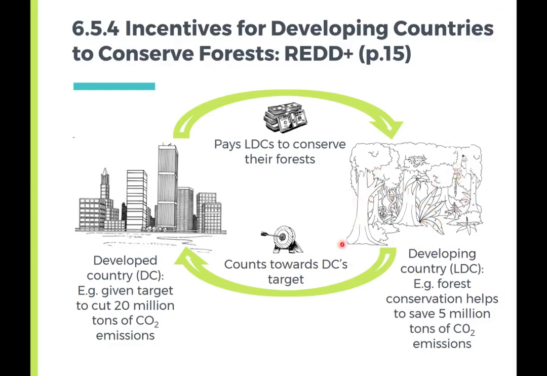So, for example, in this case, let's say that by conserving this forest, I help to save 5 million tons of carbon dioxide emissions. These 5 million tons of carbon dioxide emissions that are saved will then count back towards the developed country target. So if this country has a target to cut 20 million tons of carbon dioxide, through the REDD Plus scheme, it can then remove 5 million tons from its carbon dioxide emissions. It means that it only has 15 million more tons to go in terms of reaching its climate change target.